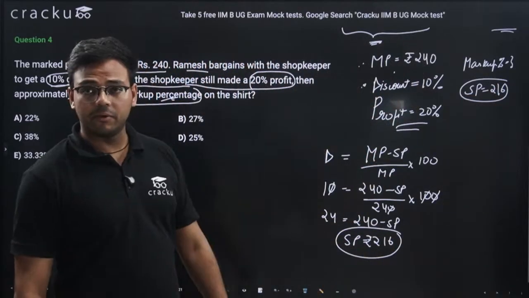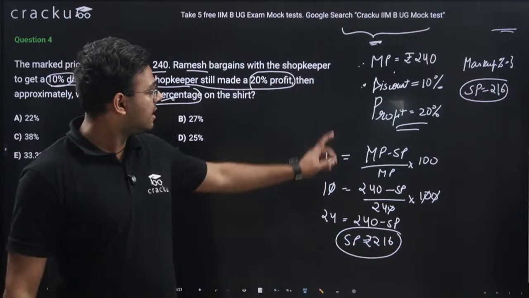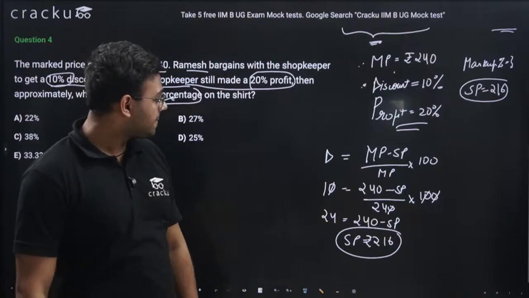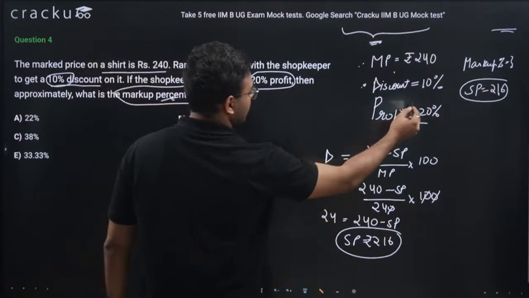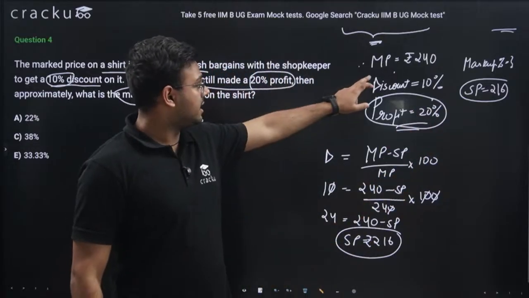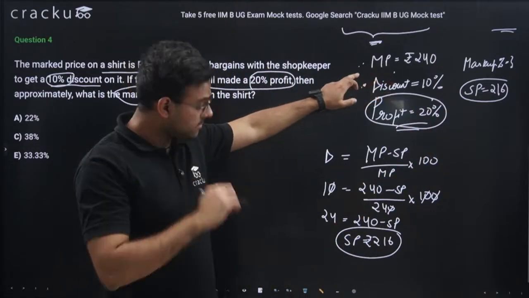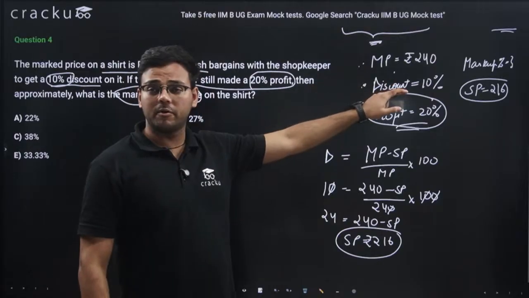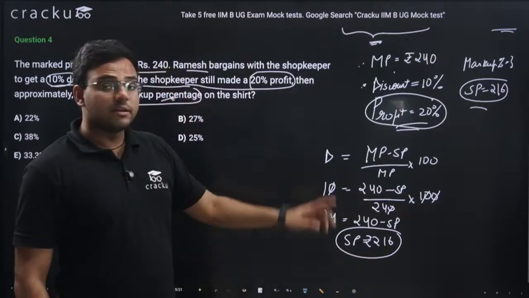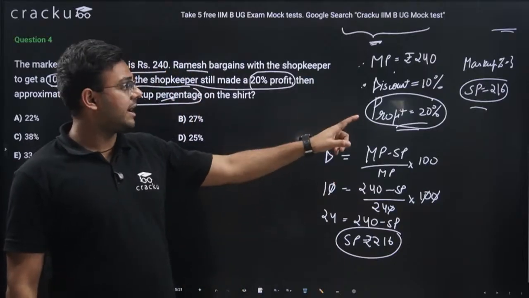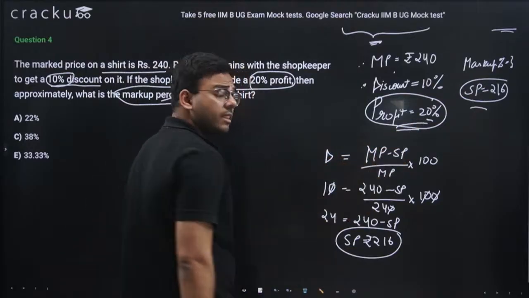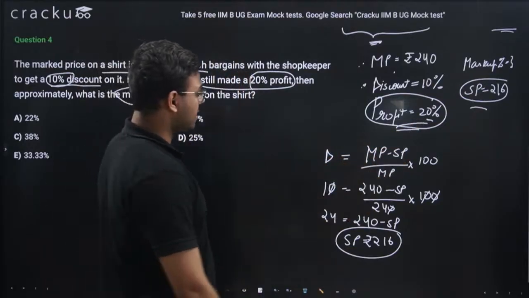Discount was the relationship between mark price and selling price. I applied the formula for discount and got the selling price as rupees 216. Now it is given that the profit is 20%. On this mark price of rupees 240, after providing a discount of 10%, the selling price is rupees 216. Still, at this selling price of 216, he is making a profit of 20%.